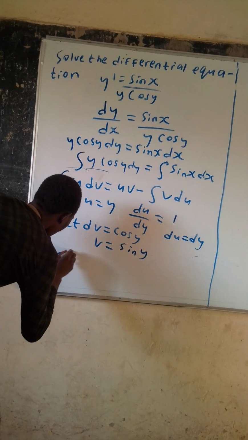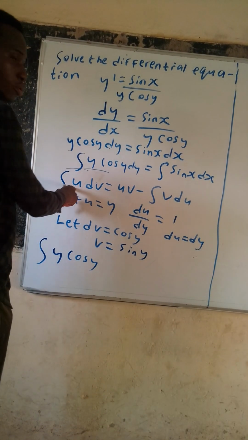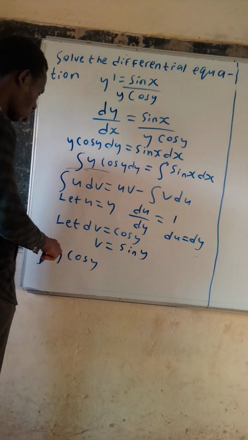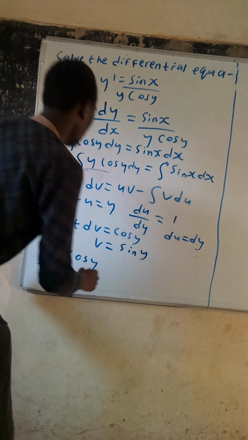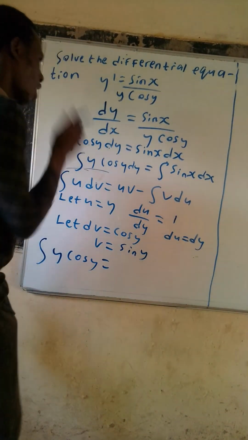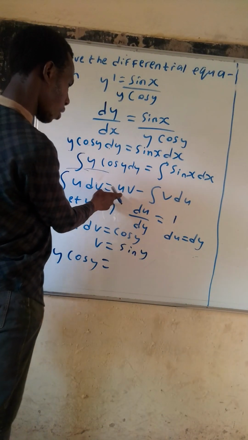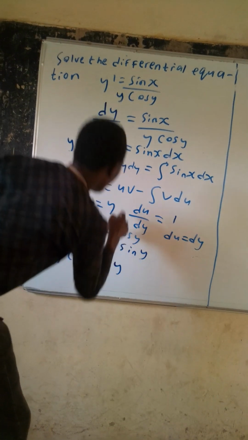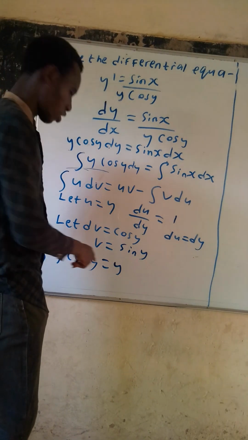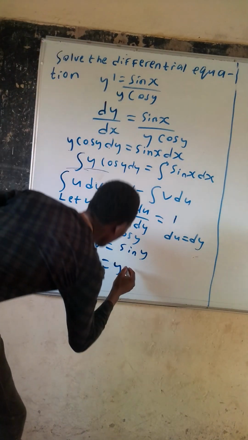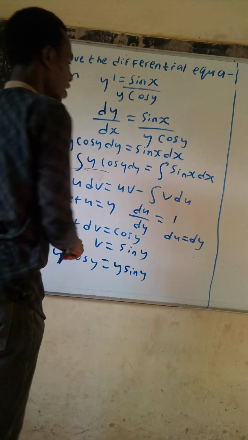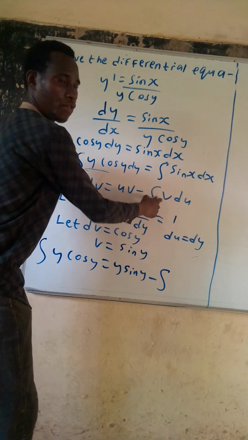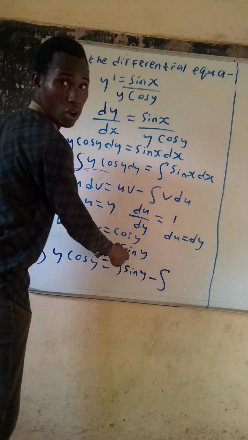So we have y cos y, that is from u dv, right? We set u to be y and dv was cos y. So we have y cos y equals, now, coming here, what is our u? U is y, right? So we have y. What's our v? Our v is sine y. Are you getting me? Minus the integration of what's our v? Our v is sine y.